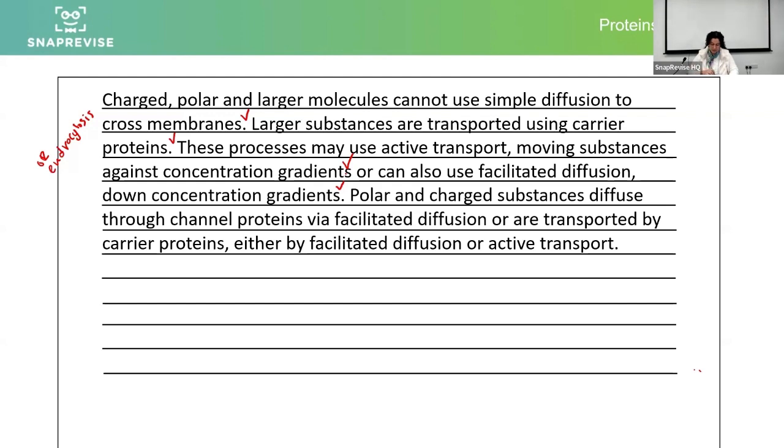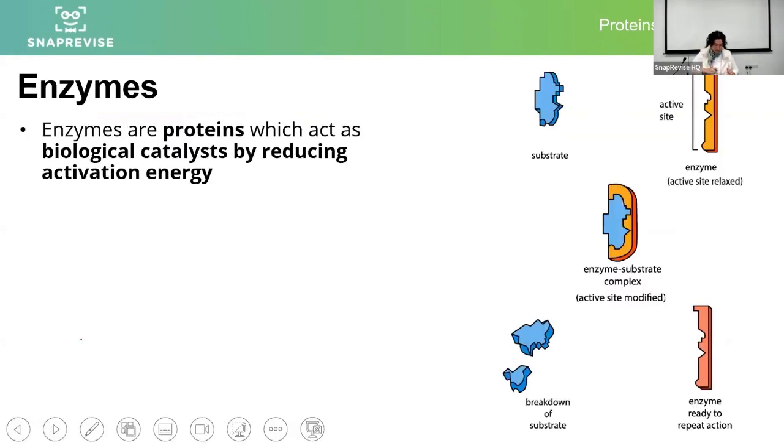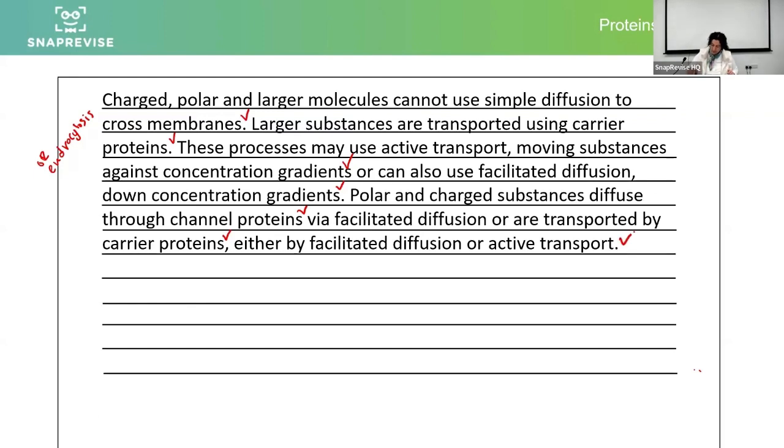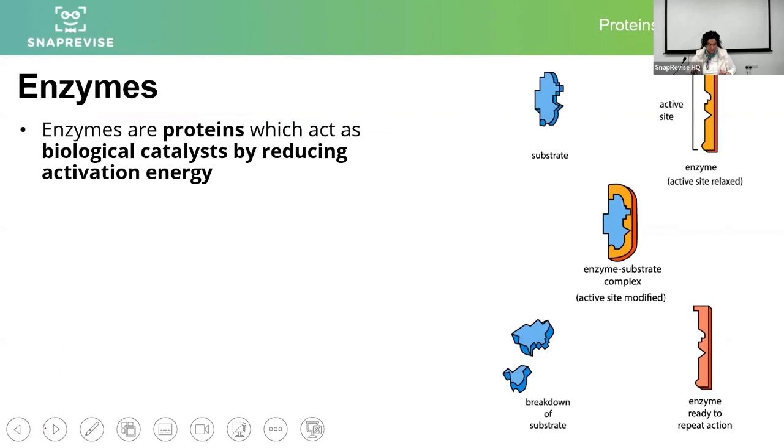Polar and charged substances diffuse through channel proteins. That is a mark. By facilitated diffusion, or are transported by carrier proteins, by either facilitated diffusion or active transport. That's another mark here. Don't forget that in the mark that you're awarded for clear phrasing, spelling is also checked. So it's worth checking that you always have the right spelling.